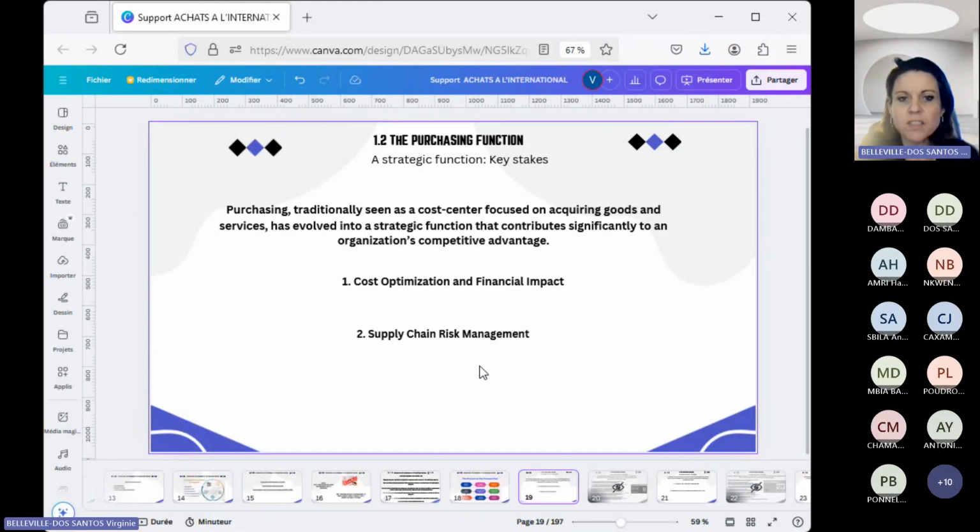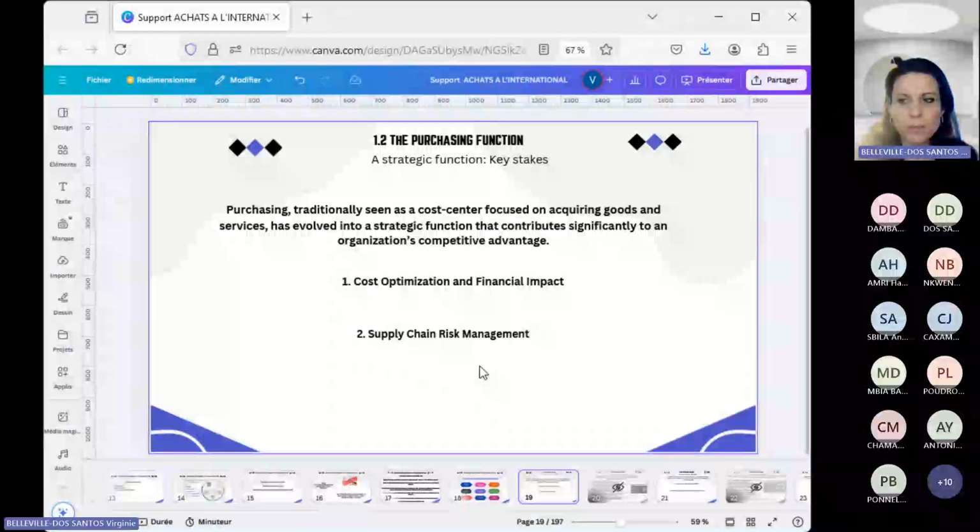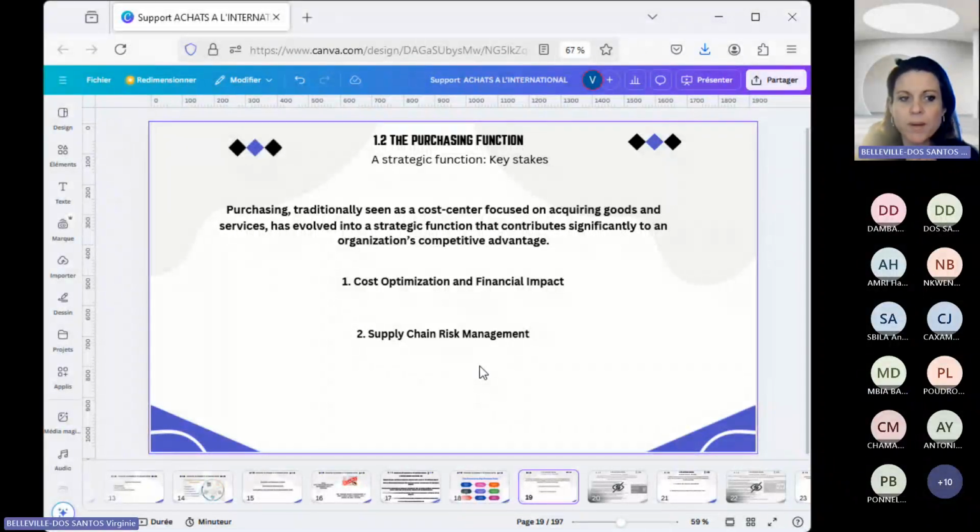The first one is cost optimization and financial impact. So here we have three main points. First one, the direct cost reduction. By negotiating better prices and terms with suppliers, purchasing directly reduces production and operational costs.